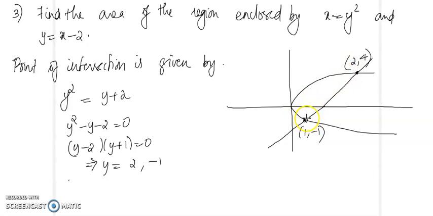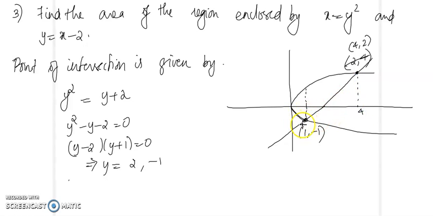Now if you look at the curve below, the curve below is a combination of two curves. Up to x equal to 1, this curve is below. Then from x equal to 1 to x equal to 2, the curve changes. Sorry, this is the point (4, 2). So when y is 2, x will be 4. So this is x equal to 4.